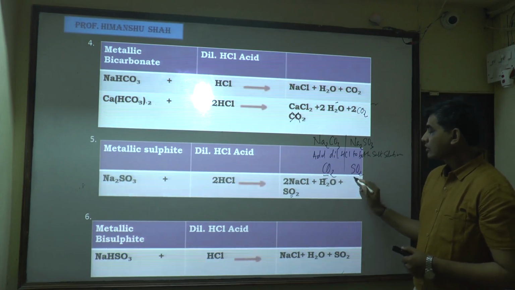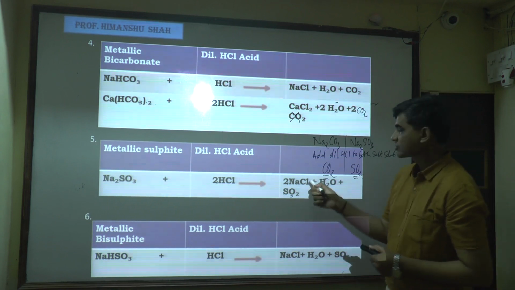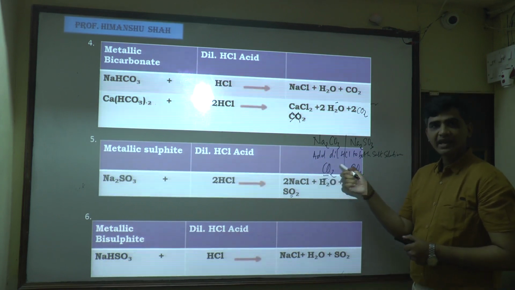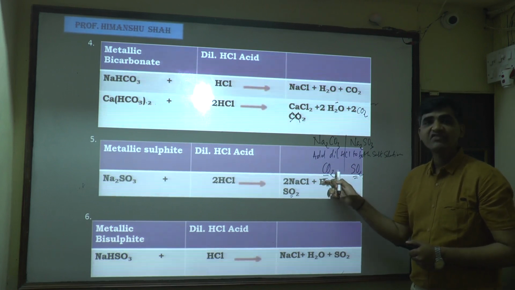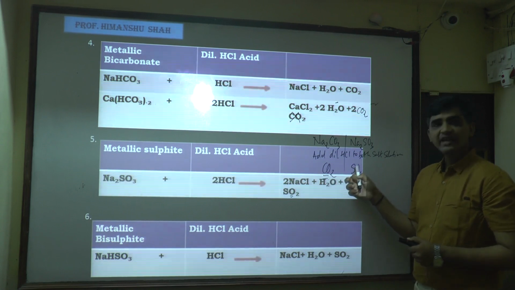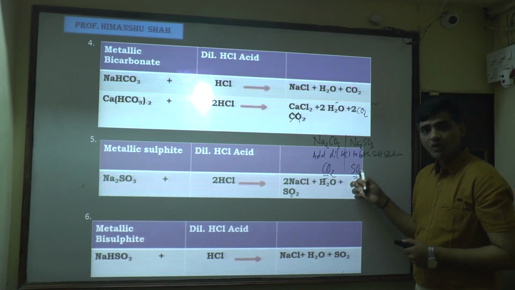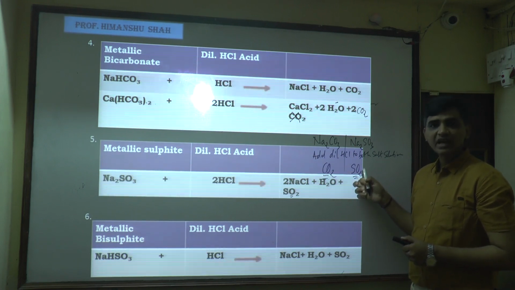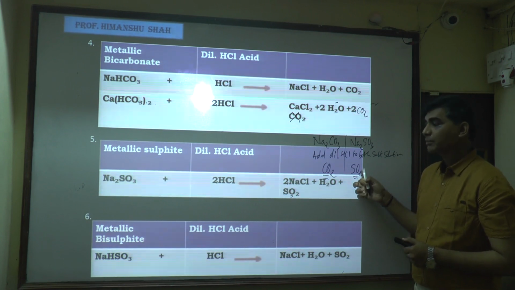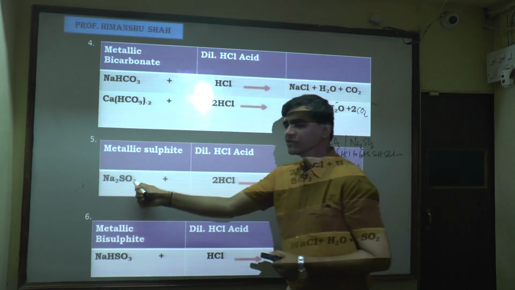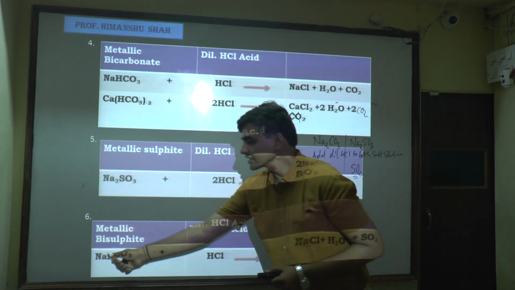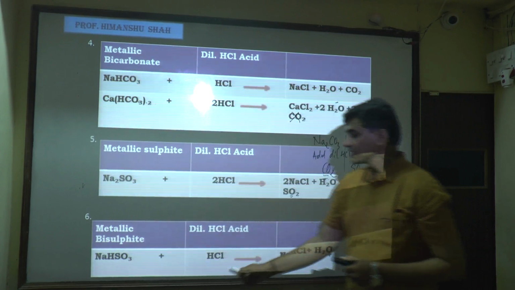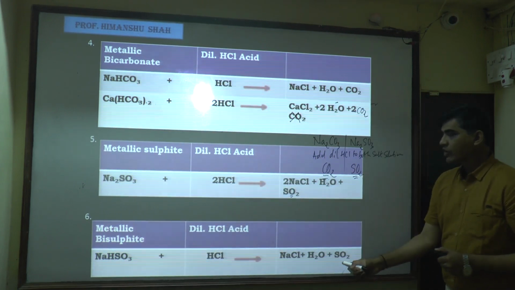So here CO2, here SO2. For CO2 you will mention a colorless, odorless gas which turns lime water milky and has no effect on acidified KMnO4 solution. Here you will write a colorless, suffocating odor gas, which turns lime water milky and changes the color of the acidified KMnO4 solution from pink to clear colorless. Instead of sodium sulfite, you can use sodium bisulfite, NaHSO3, same products NaCl, H2O and SO2.